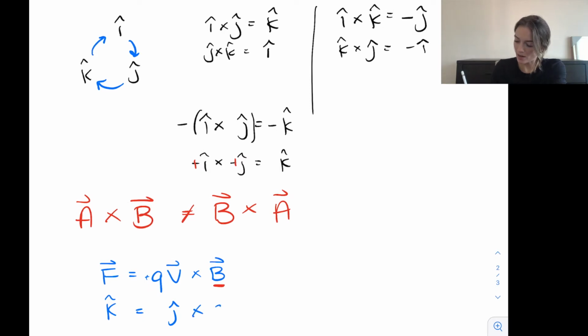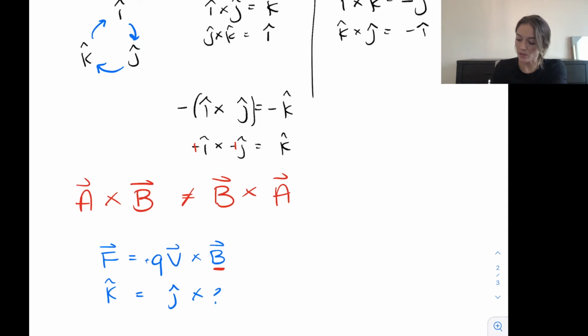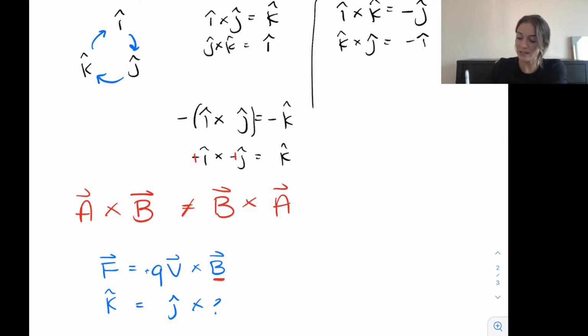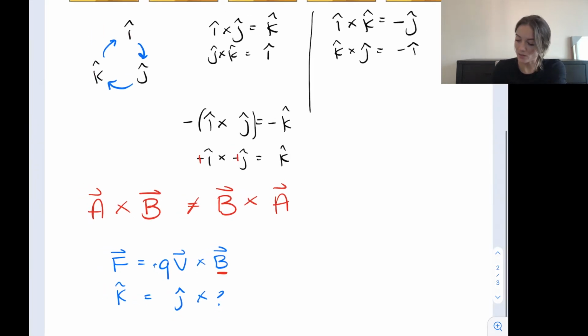Then I would have to say, all right, j hat cross what is equal to k hat? Well, j hat crossed, I have to go backwards now, right? I have to go counterclockwise. j hat crossed into i hat will give me negative k hat. So I'm looking for positive k hat. That means I need another negative sign. So j hat crossed into negative i hat will give me positive k hat. So you have to be very careful with these things. So this was negative i hat.